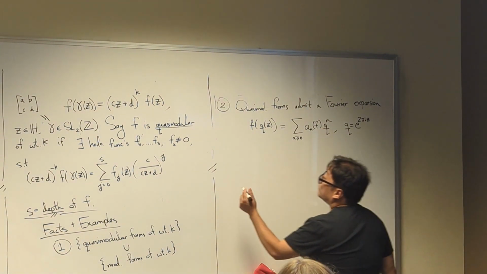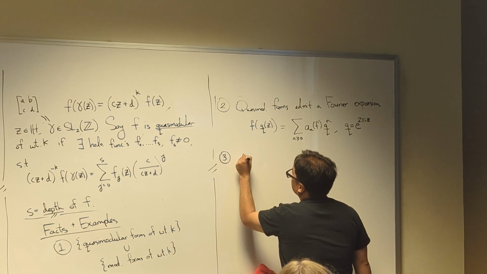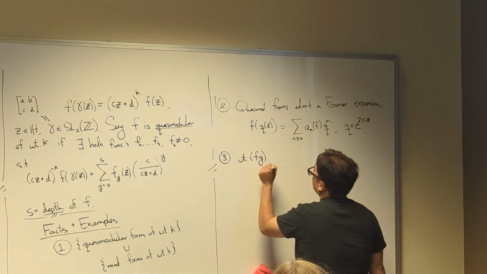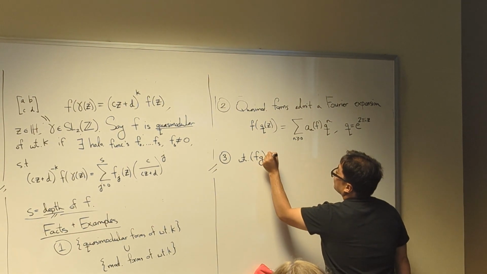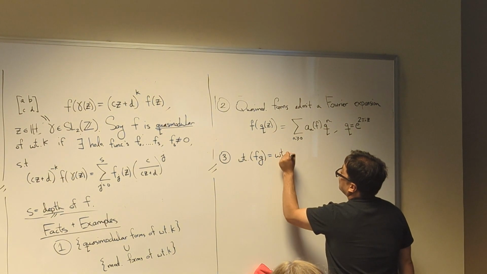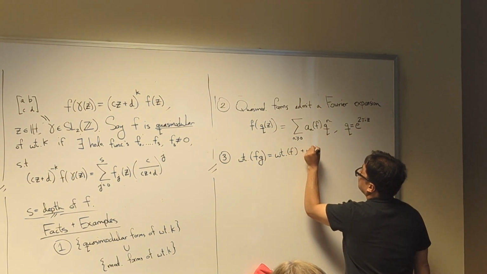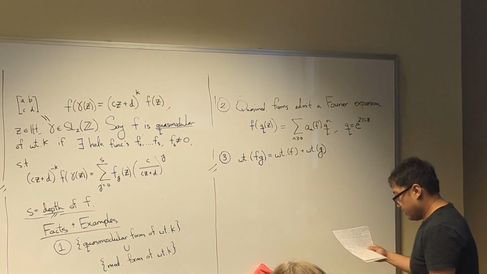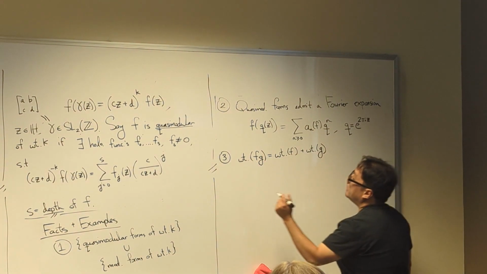Okay, and so now this weight situation. If I give you the product of two quasi-modular forms, then the product is also quasi-modular, and the weight is additive in this way. That's really all the facts we need about quasi-modular forms.